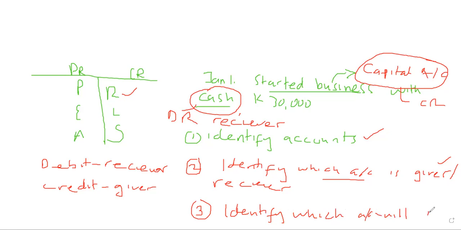First one, how to identify the accounts, identifying which one is giving and which one is receiving. As I've said, capital represents a human being or the business people. They take money from their home and give it to the business. So capital is always a giver, and the cash is the receiver in that context. Any questions, please?